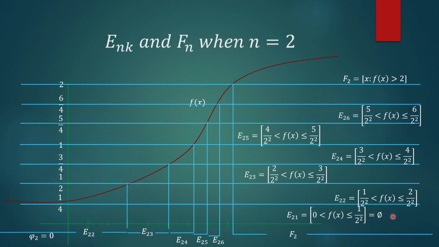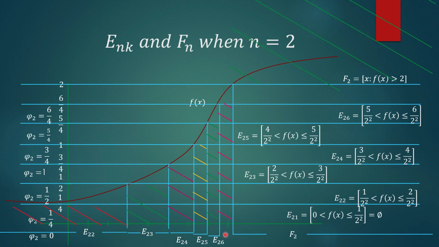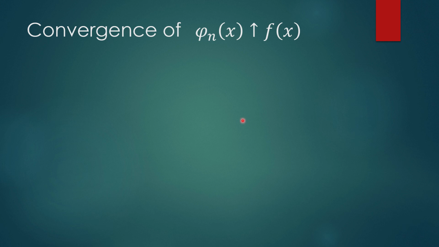When n is equal to 2, we have the simple function φ_2, and φ_2 is equal to 1 upon 4 when x is in E_22. Similarly, when x is in E_23, φ_2 is equal to 1 by 2, and when x is in E_24, φ_2 is equal to 1, like that. In E_26, φ_2 is equal to 5 by 4, in E_27 like that. When x is in F_2, φ_2 is exactly equal to 2. So that is the explanation or illustration of E_2k, E_nk, φ_n and F_n.